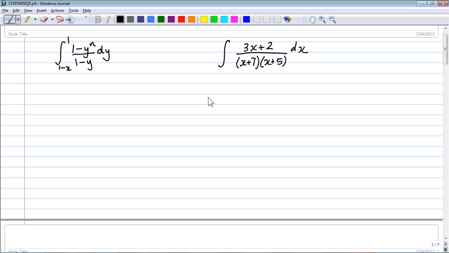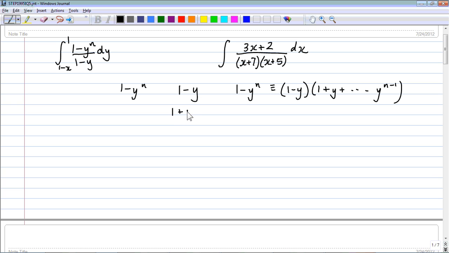The answer is that the two functions, 1 minus y to the n and 1 minus y, have a common factor. What is that common factor? Obviously, it's the linear factor 1 minus y. And it's something that you should know, but you might forget, that we can always write 1 minus y to the n as 1 minus y, times a simple geometric sequence like that.